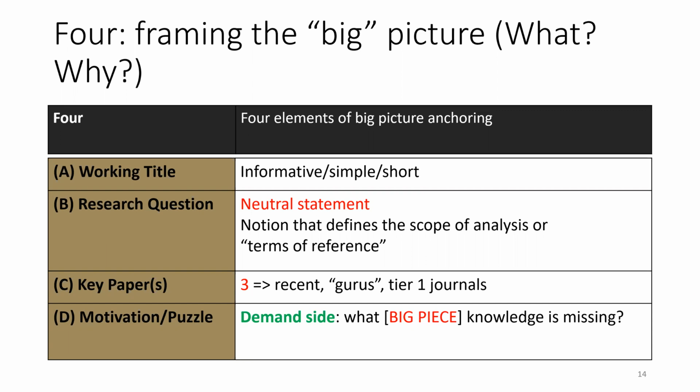In terms of motivation puzzle, item D, think of this from the demand side. So what I mean here is, think of there being a latent demand from your colleagues in this area of research, and that your research community has a demand for a big new piece of knowledge. So what you're trying to do with this part is identify that from a big picture level, that big piece of knowledge that is currently missing.